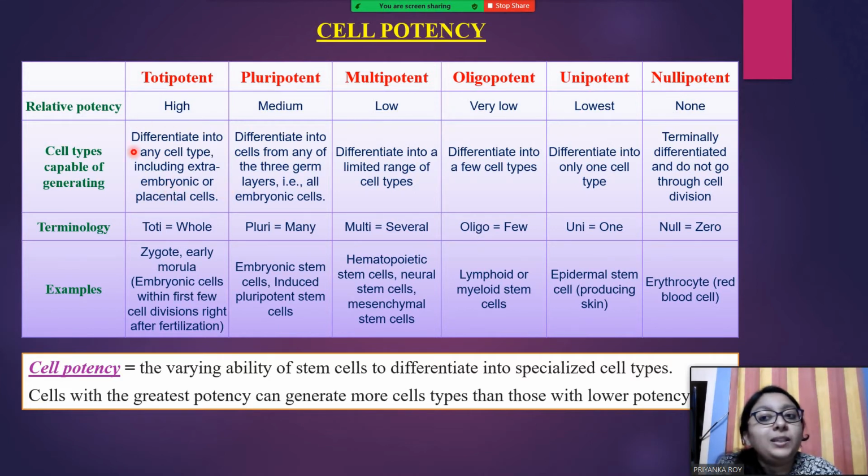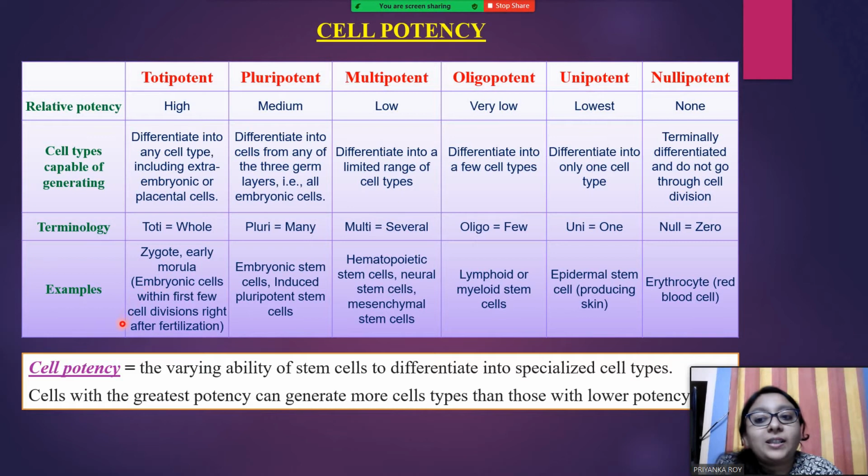So this we are calling it extra embryonic. So not only do these cells have the ability to differentiate into any cell of the embryo, but also it can differentiate into a cell of the extra embryonic portion, which is the placenta. So toti means whole or total. So that explains why this name is given.